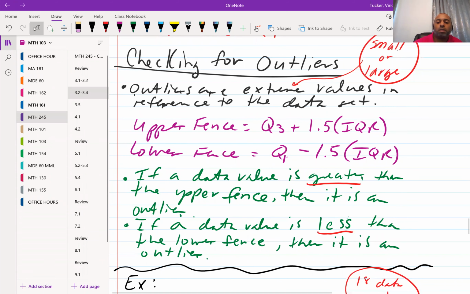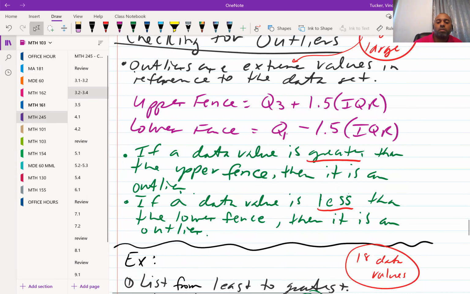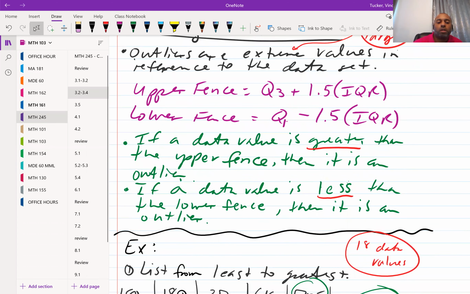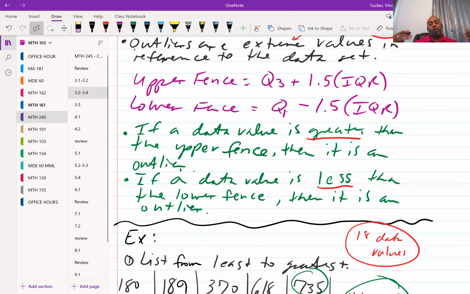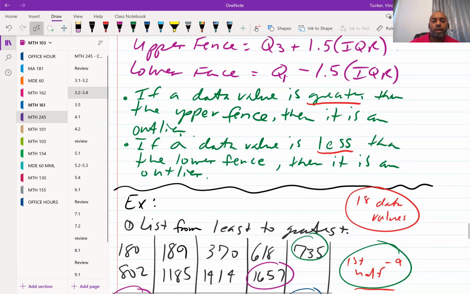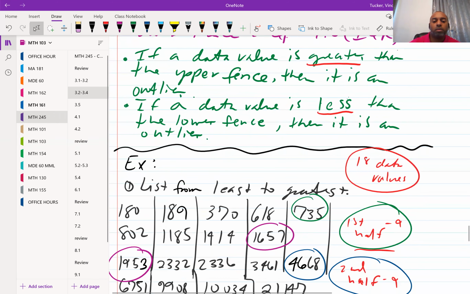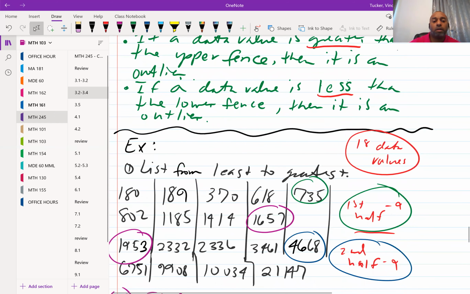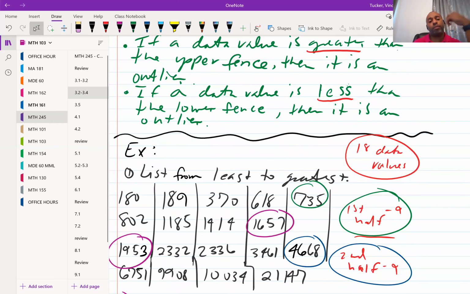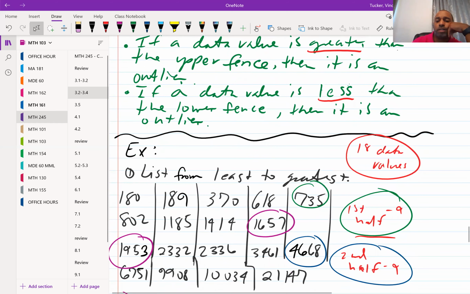Any questions? Can I scroll up? All right, so I'm going to walk through the steps. If you do this step by step, then we'll set you up to be able to find your quartiles, any outliers, all the good stuff like that. So is everybody good with that? All right. So let's look at this first example here. I'll give you a chance to write it down.